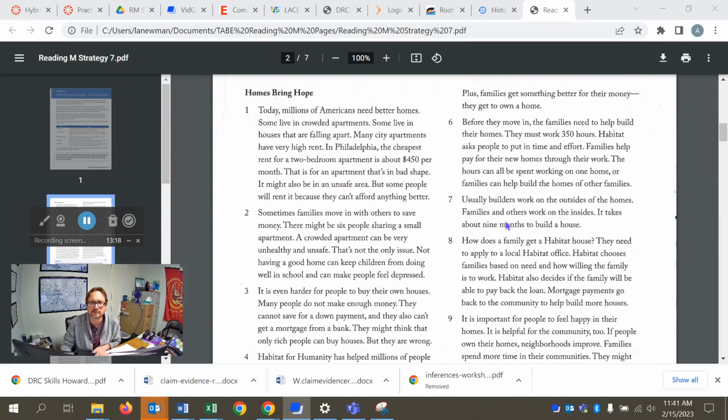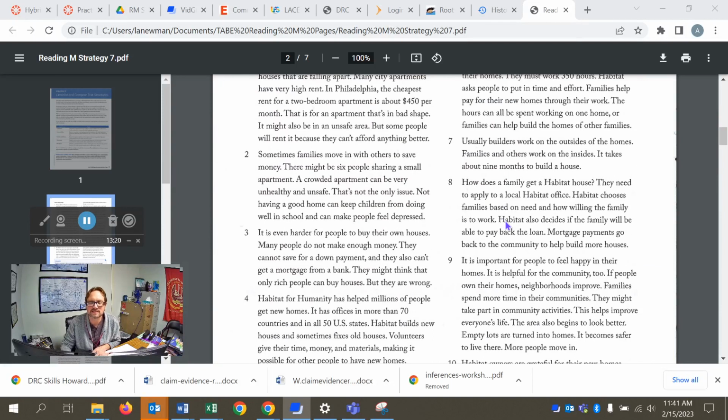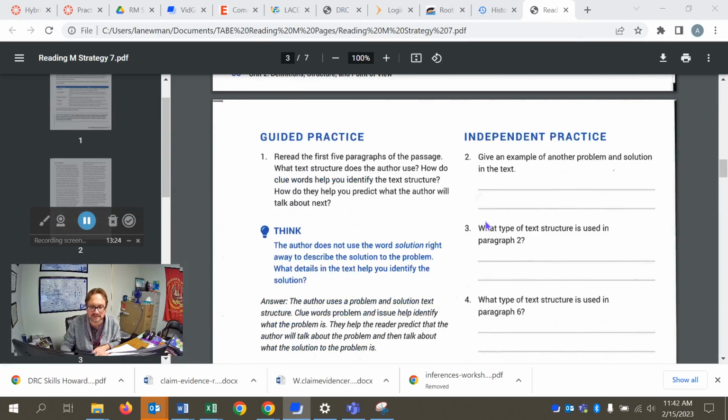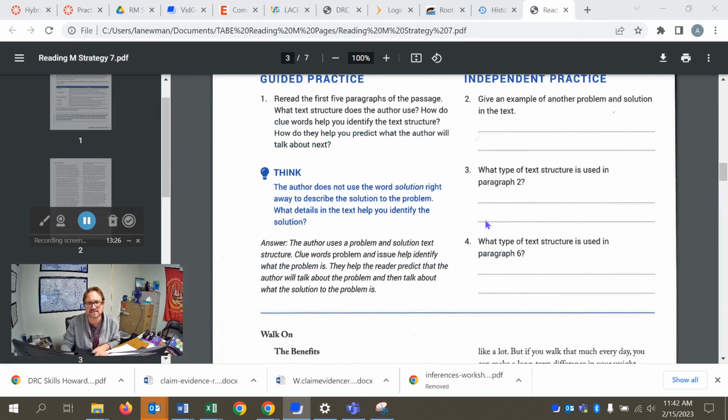All right, so you should have finished all of this work, but we're going to start off talking about the passage that was about Habitat for Humanity. And our first question says, reread the first paragraphs of the passage. We're going to skip that part on video. What text structure does the author use? How do clue words help you to identify the text structure? How do they help you predict what the author will talk about next?